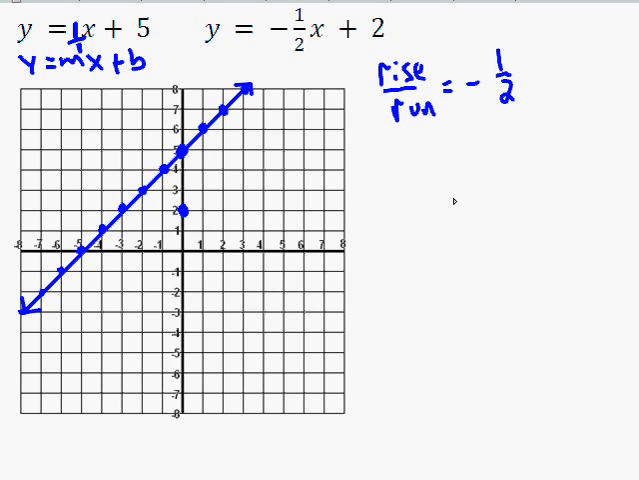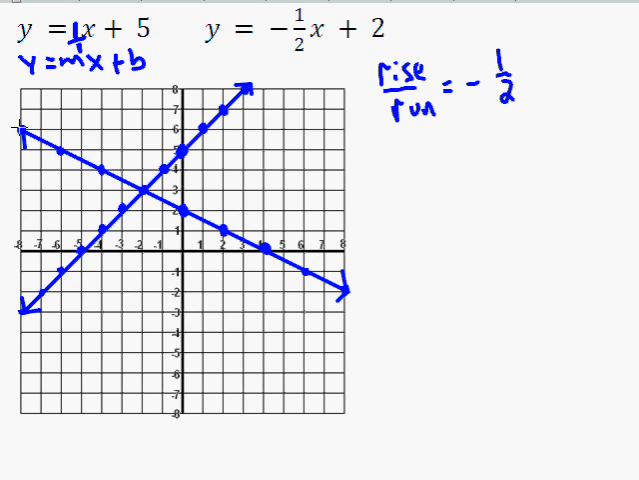Now a negative 1/2 means we can go down 1 to the right 2, down 1, right 2, down 1, right 2, down 1, right 2. Or we can go up 1 to the left 2, up 1, left 2, up 1, left 2, up 1, left 2. Either direction I go, it still creates the same straight line.